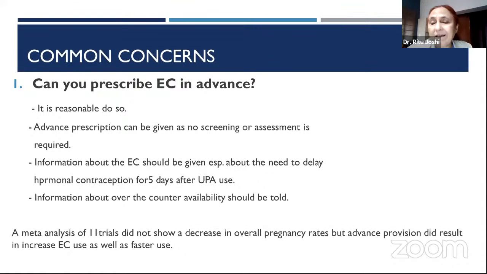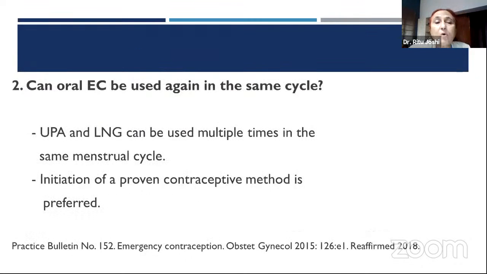Now, can we write it down and give it to them as healthcare providers prior to their even needing it? Of course, we can give it in advance, because then at least if they are going somewhere and they have it in hand in their bags, they can control their unwanted pregnancy. Then, can an oral EC be used again in the same cycle? Basically, ulipristal and LNG can be used multiple times in the same cycle, but we should never encourage our women to do that, because their whole menstrual cycle, whole rhythm goes haywire, and initiation of a proven contraceptive method is always preferred.